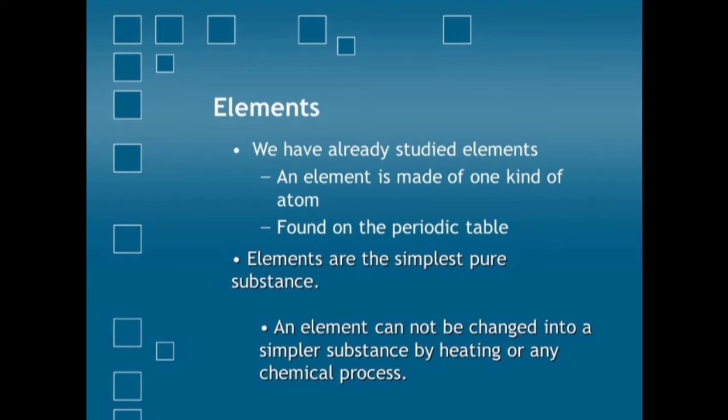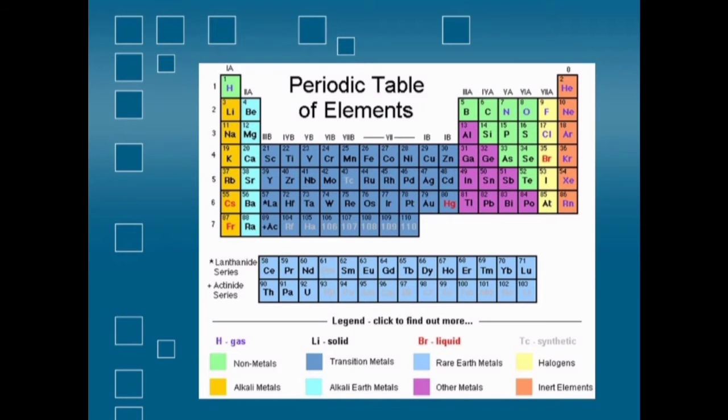Let us describe elements. An element is made up of one kind of atom found on the periodic table. Elements are the simplest pure substance. An element cannot be changed into a simpler substance by heating or any chemical process. What do you see in the picture? Correct! So this is what you call periodic table of elements. There are 118 elements in this table.